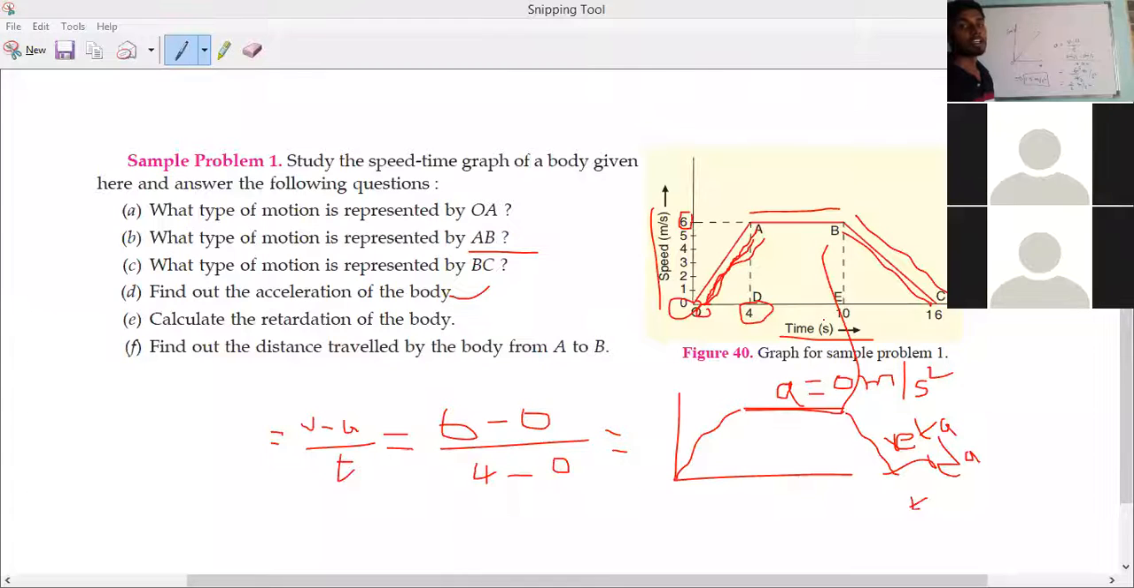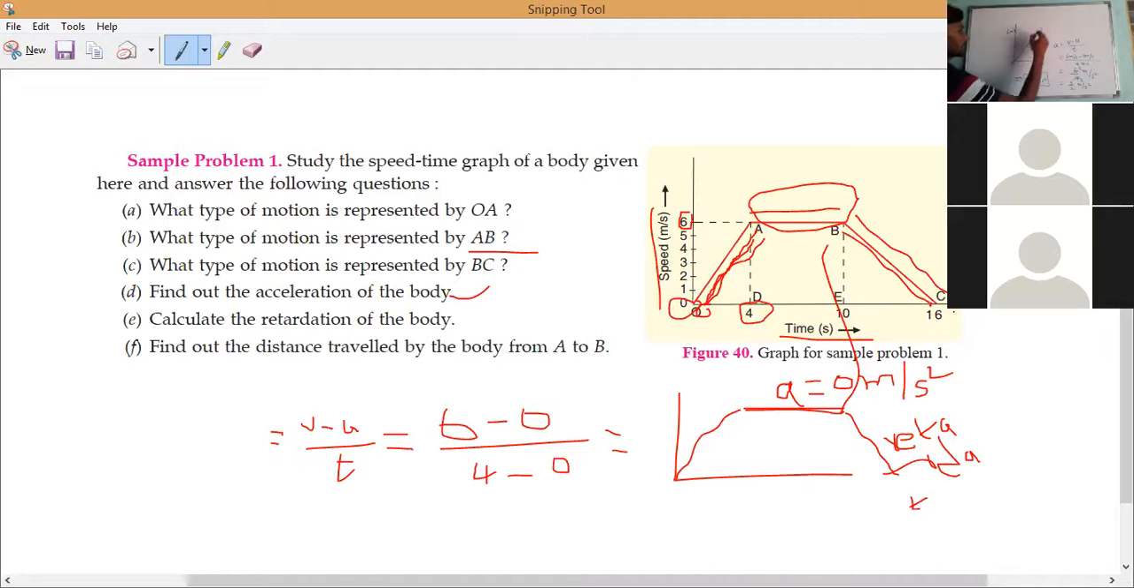Now, what is the next question you see? They are asking to calculate the retardation of the body. Where is retardation? From A to B, 0 acceleration, so we cannot find it there. Now B to C you do it. B to C, retardation. So you can check the timing again. Initial velocity is 6, final velocity is 0, and initial time is 10, final time is 16.